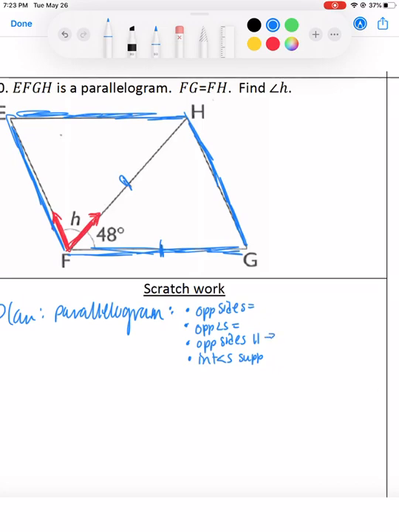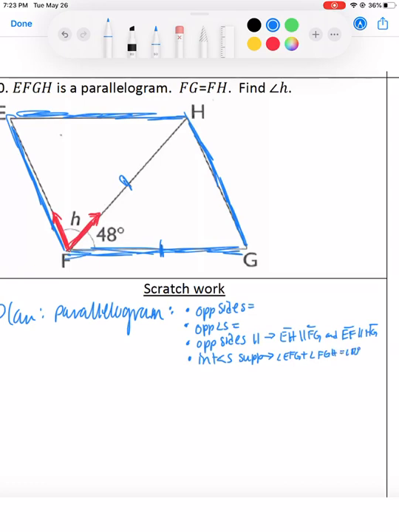So for opposite sides parallel, we can say that EH, the top one, is parallel to FG. And we can say that EF is parallel to HG. The interior angles that are supplementary are angle EFG plus angle FGH equal 180.